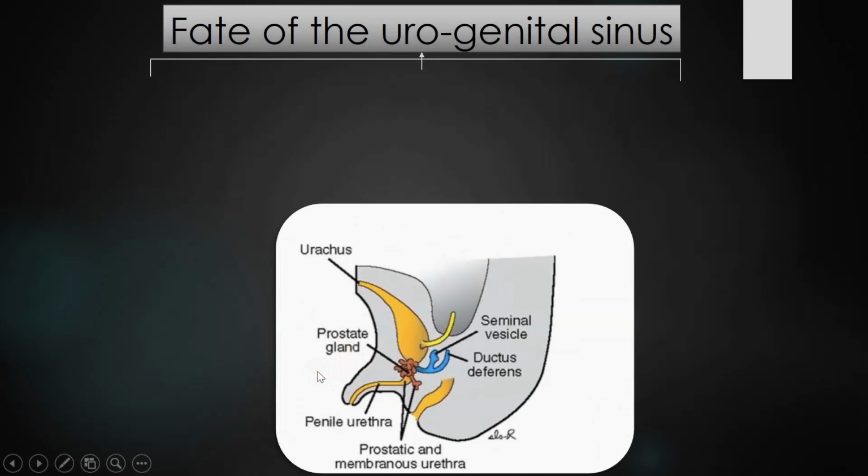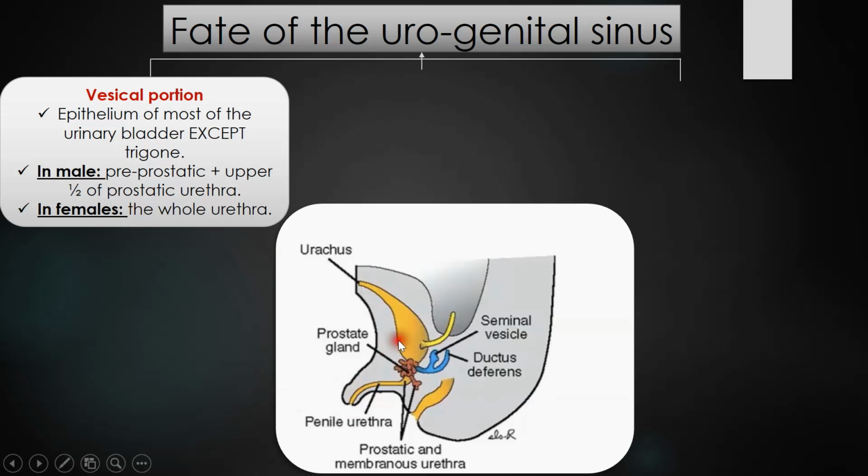What is the fate of the urogenital sinus? We have found that the vesical portion distended more, and that the pelvic and phallic portions give parts of the urethra. Let's see what each part will give exactly. The vesical portion will give the epithelium of most of the urinary bladder, except the trigone, as the trigone is mesodermal in origin, not endodermal in origin.